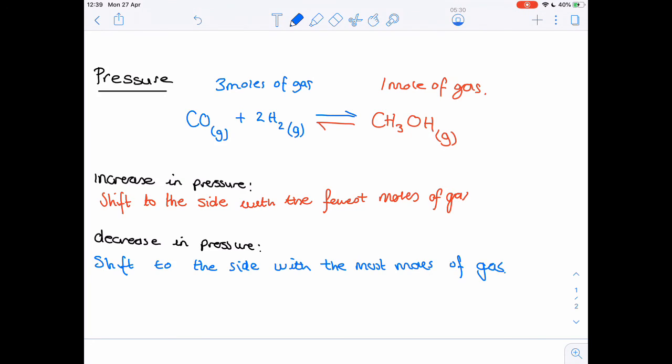So just to go over this, an increase in pressure of the system, you would shift to the side with the fewest moles, whereas a decrease in pressure, you would shift to the side with the most moles of gas, making sure you're talking about gas, not liquids or solids.